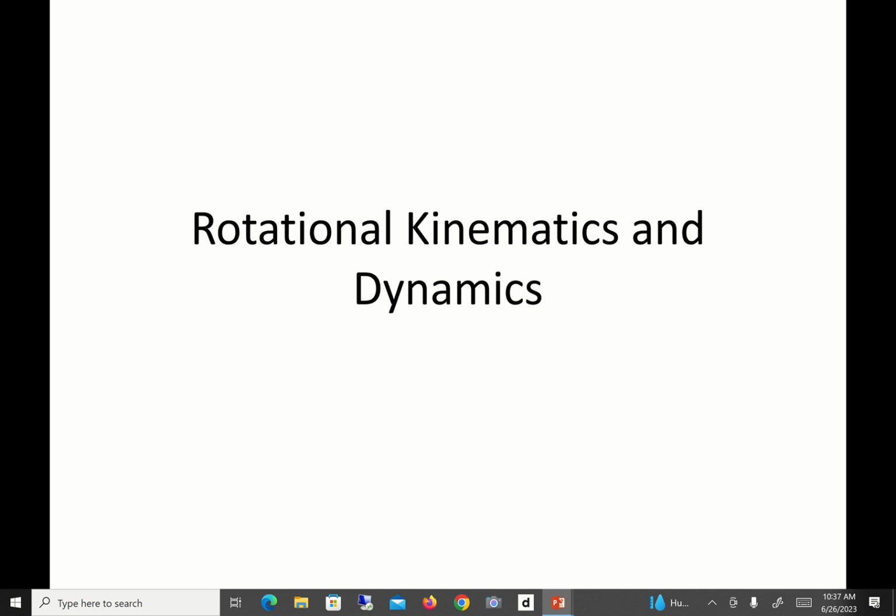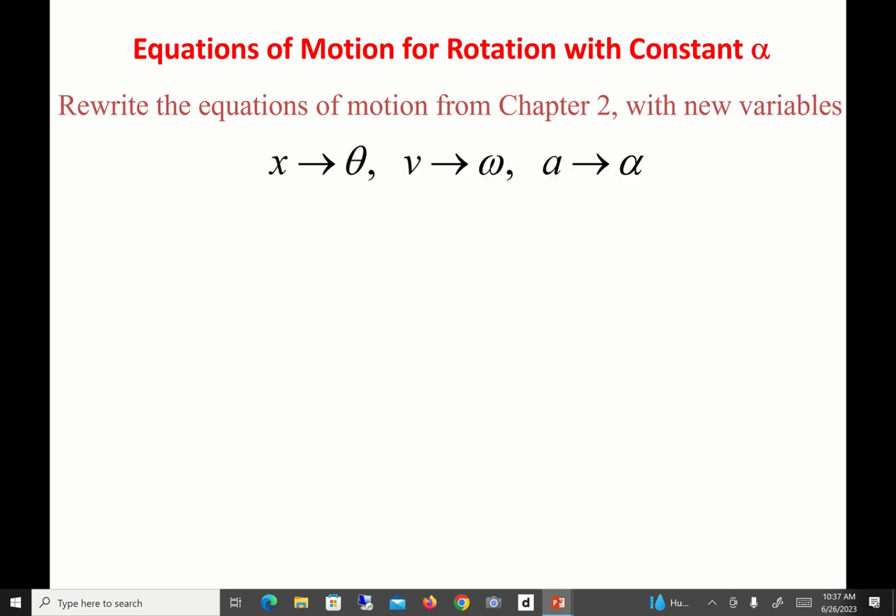So today I want to talk about how to do problem solving for rotational kinematics and dynamics, and you'll see it's basically the same thing that we did in modules 2 through 4.